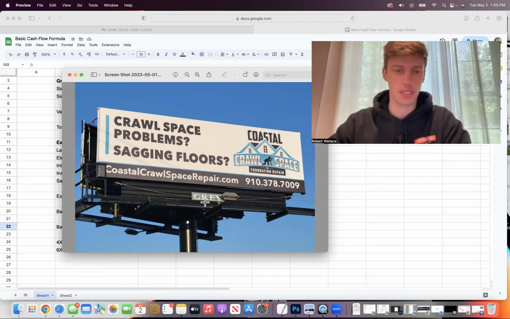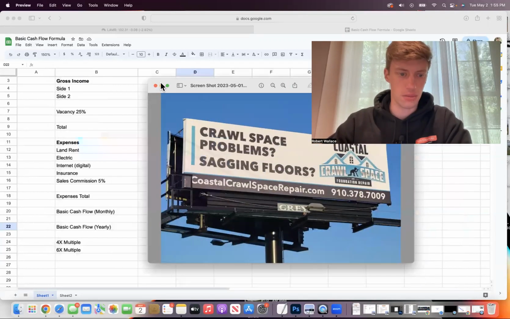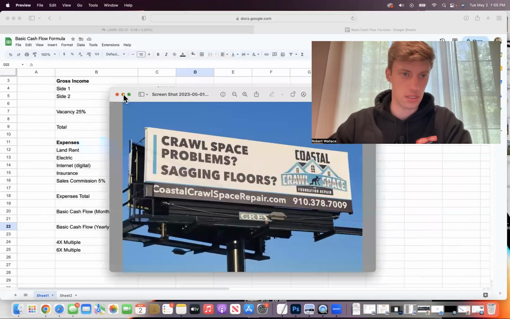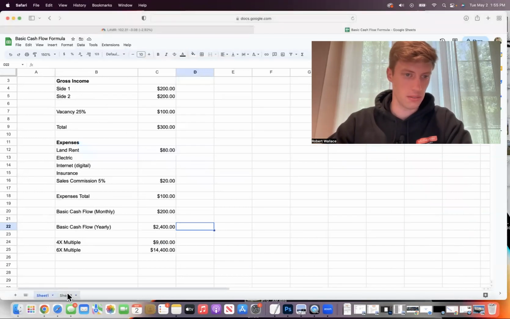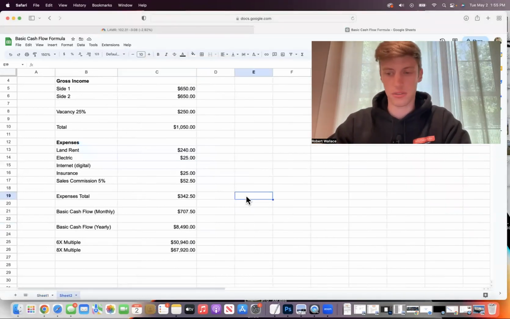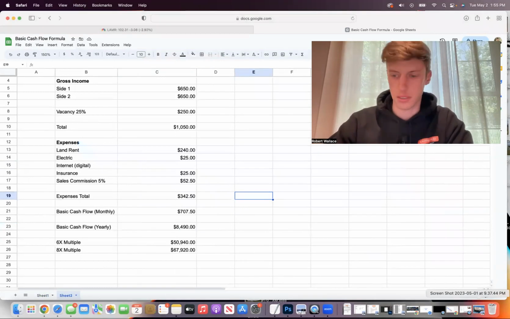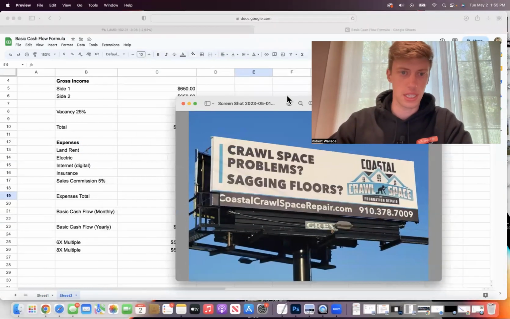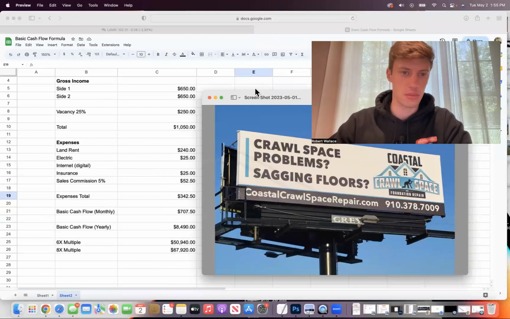And this might be on a 2-lane road, could be on a 4-lane road. But this is a pretty expensive structure to build. I mean, probably talking $30,000 or something like that just to buy this structure from a fabricator. But let's go over and see what kind of math we're working with on this. Let's get over on this other sheet here. So let's say he's renting these ads for $650 a month. So he's got 2 ads, $650 a month. He's bringing in $1,300 a month.